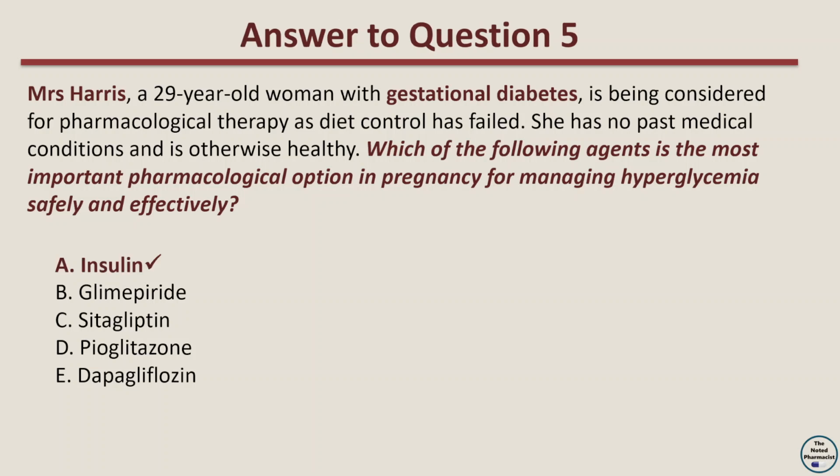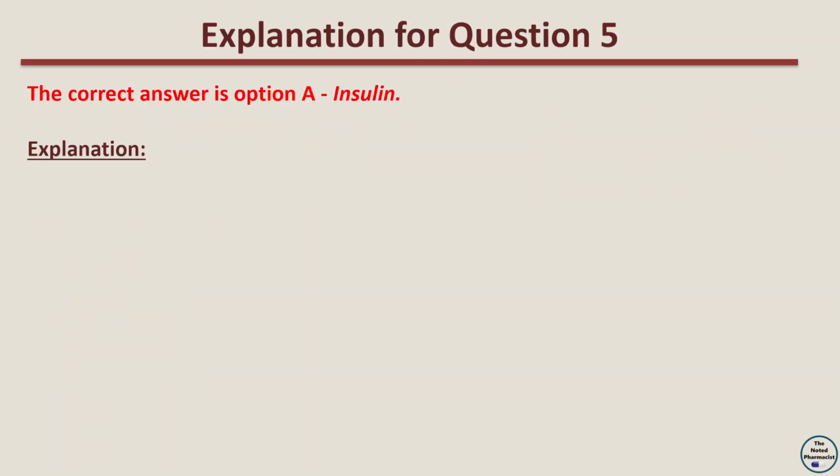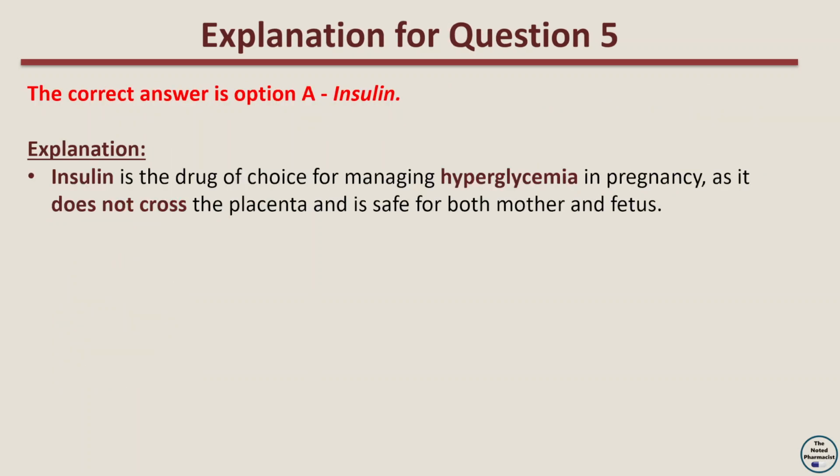The correct answer is option A, insulin. The explanation is that insulin is the drug of choice for managing hyperglycemia in pregnancy, as it does not cross the placenta and is safe for both mother and fetus.